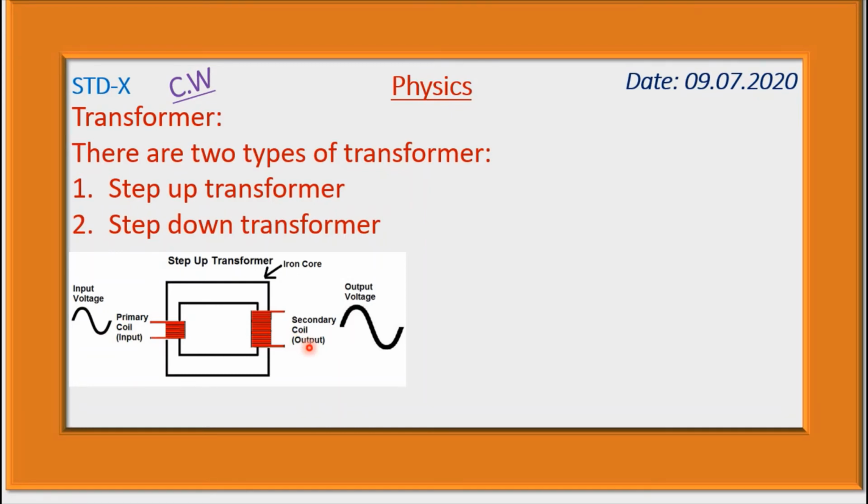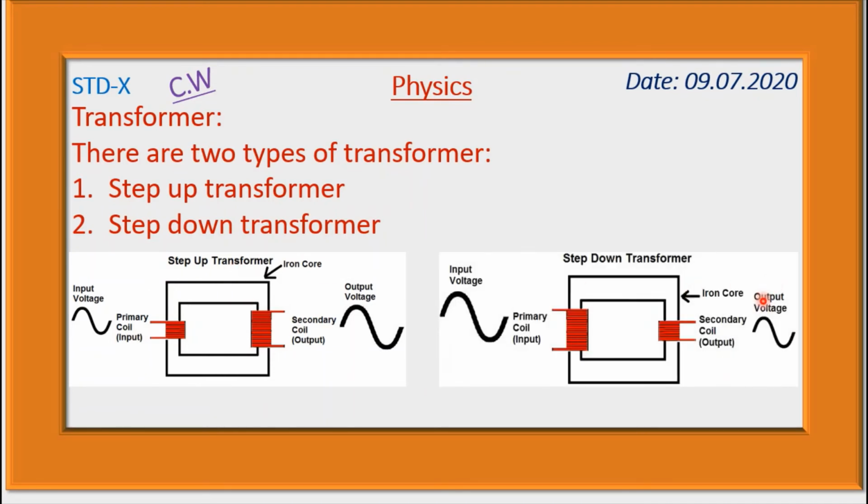Suppose the number of turns in the secondary coil is 10 times the number of turns in the primary coil, then we can increase the voltage 10 times. That means if the voltage in the primary coil is 10 volt, the voltage in the secondary coil will be 100 volt. That is, we can increase the voltage by this step up transformer.